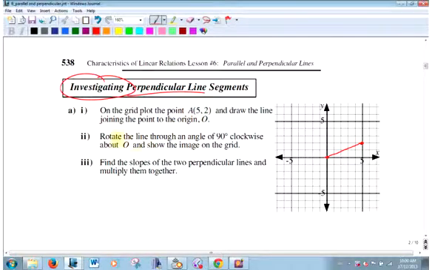Rotate this line through an angle of 90 degrees. This is a little tricky. You're not going to do this on the test, okay? This is like review. You did this in grade 9, all the rotational stuff. It's a visual skill, all right? But how do we do this?